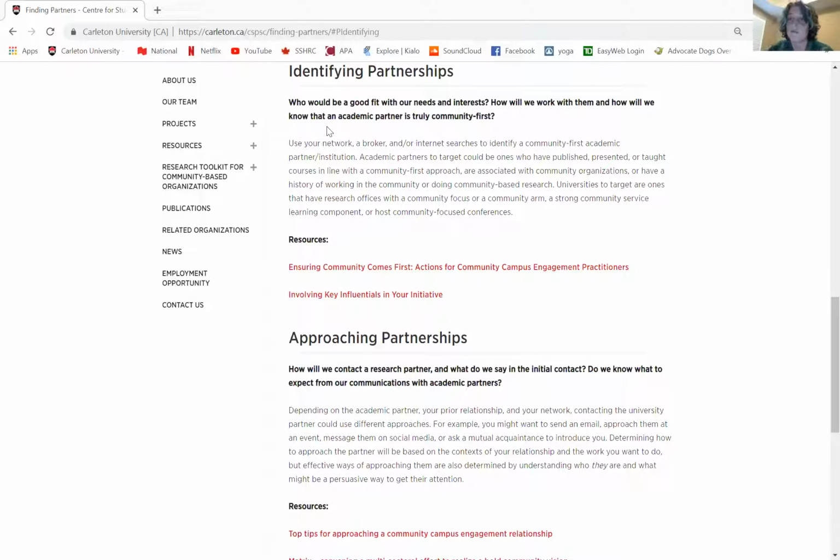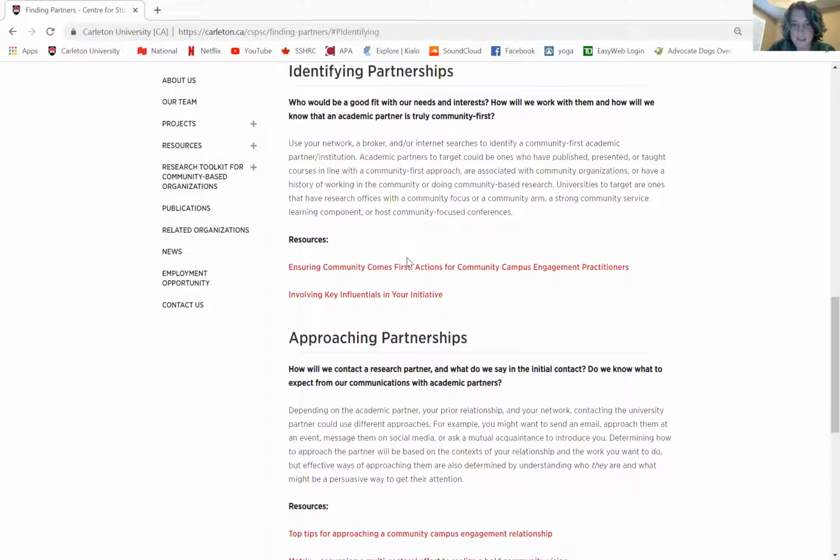How will we work with them? And how will we know that an academic partner is truly community first? So in this section, I see that they're talking about looking to my networks or a broker or doing internet searches to try to find a community first academic partner. And there's some good tips in here too, talking about looking for academics who have connections to community organizations, who have done community first based research, or perhaps looking for a university research office that has a community arm or a community focus. So these are really good tips for me.